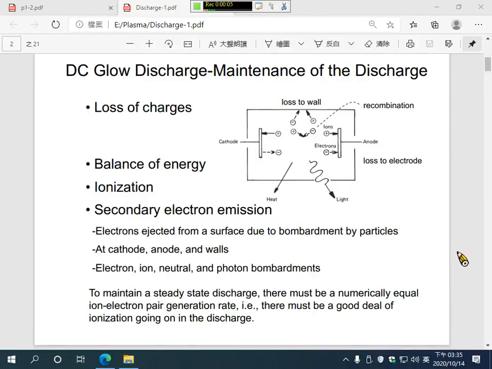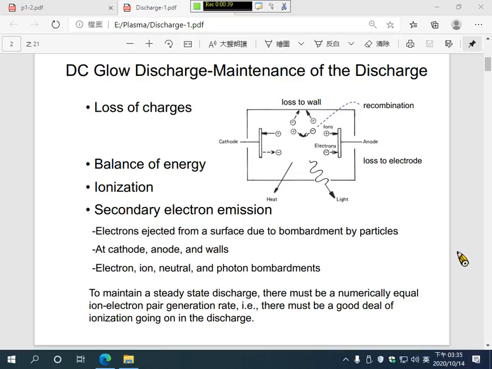Okay, so we can continue on the chapter of the DC glow discharge. In this chapter, I also got the information, the contents from Chapman's book. In this chapter, Chapman tried to analyze the condition for the stable plasma.